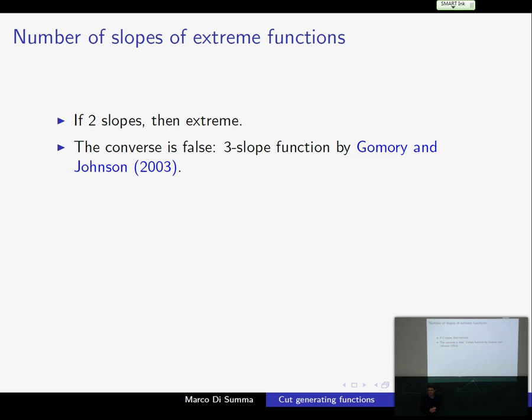So there is a very easy construction to get a three-slope function, which is a modification of the GMI function. This was in 2003, and it took 8 years to find the four-slope function.